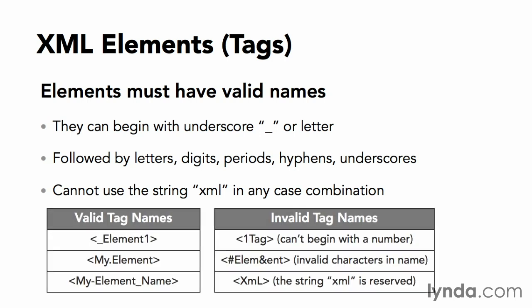So for example, some valid tag names look like this. I can have underscore with capital E and then element 1. I can have my element with a period. I can mix and match hyphens and underscores. Some examples of invalid tag names are here. So for example, one tag. You can't begin with a number. You can't have invalid characters in the name like hash symbols and ampersands. You can't use the letters XML because those are reserved.